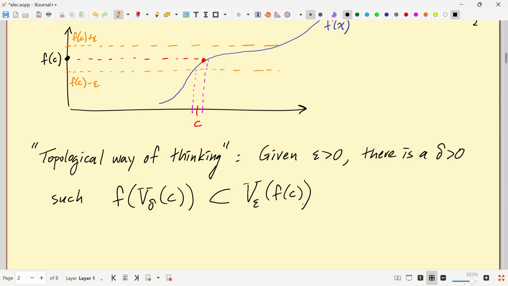And topology talks in terms of open sets. And those little open intervals are the basis for open sets. So actually, continuity in a topological sense means exactly that.